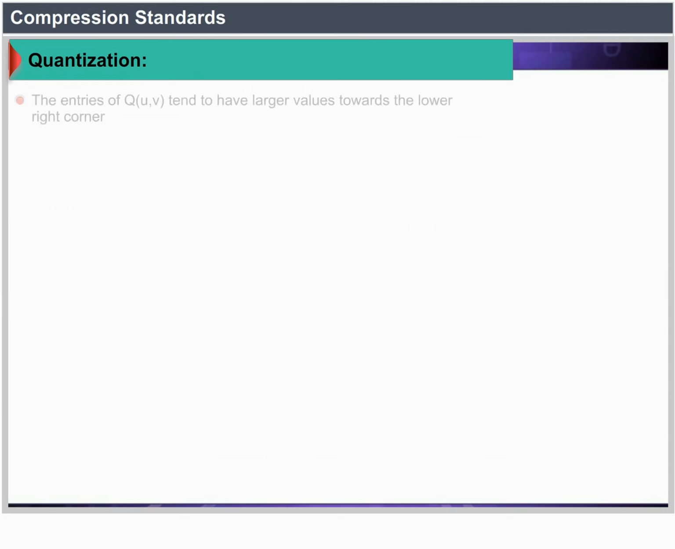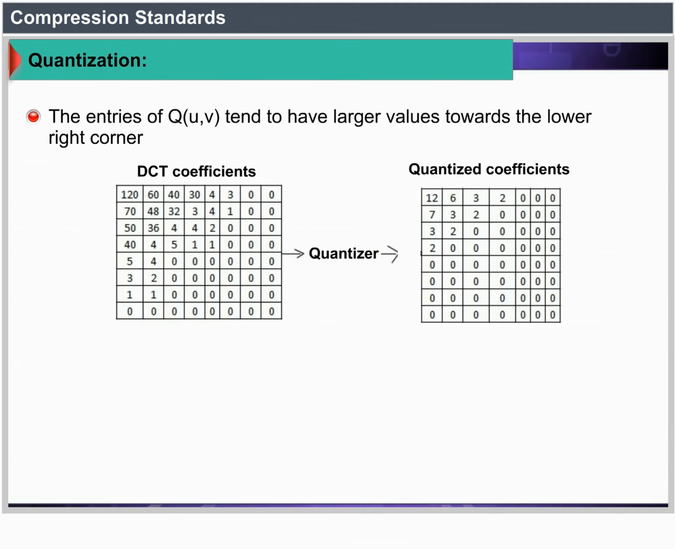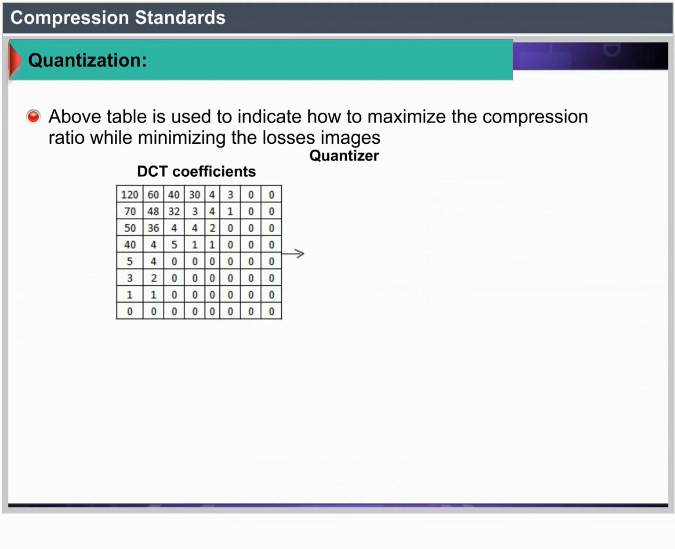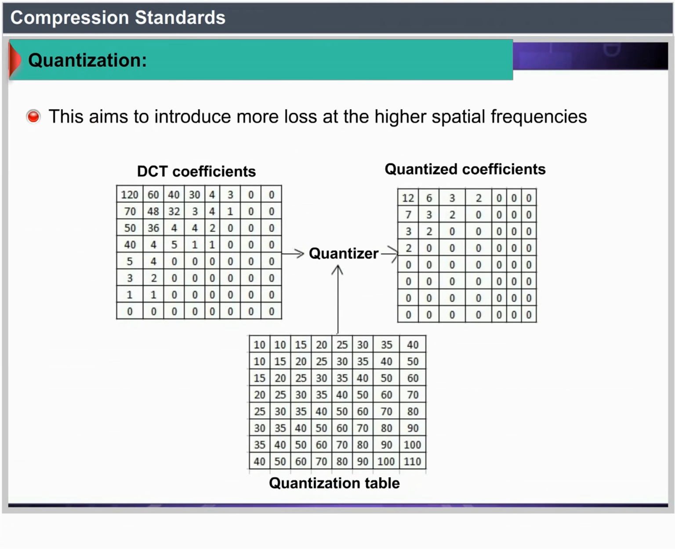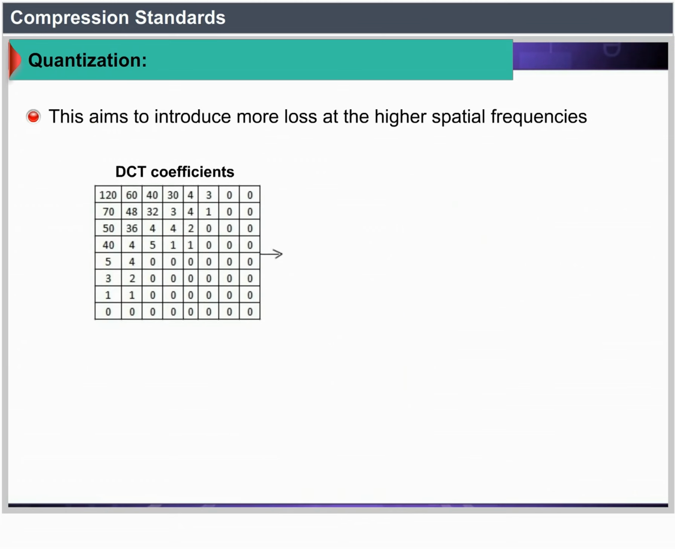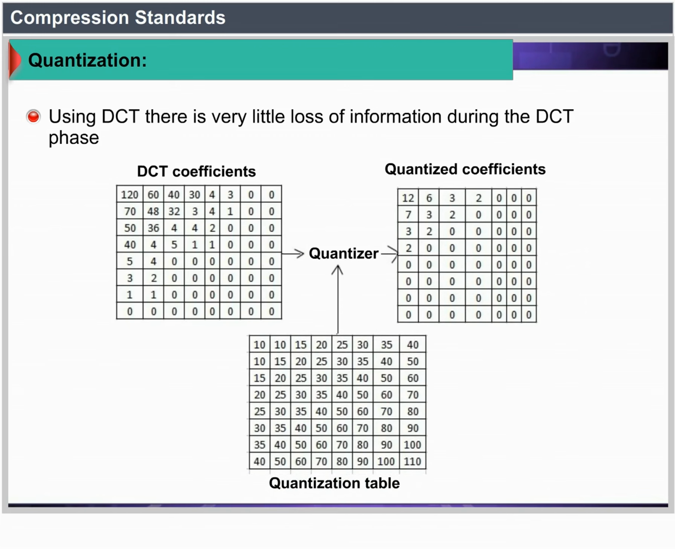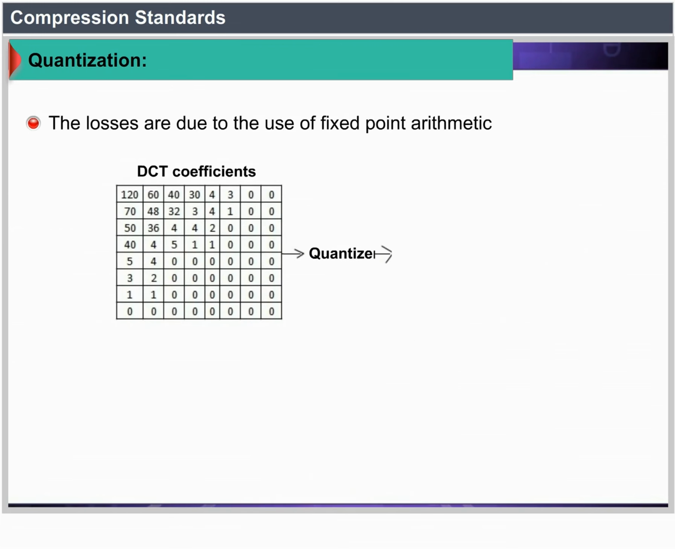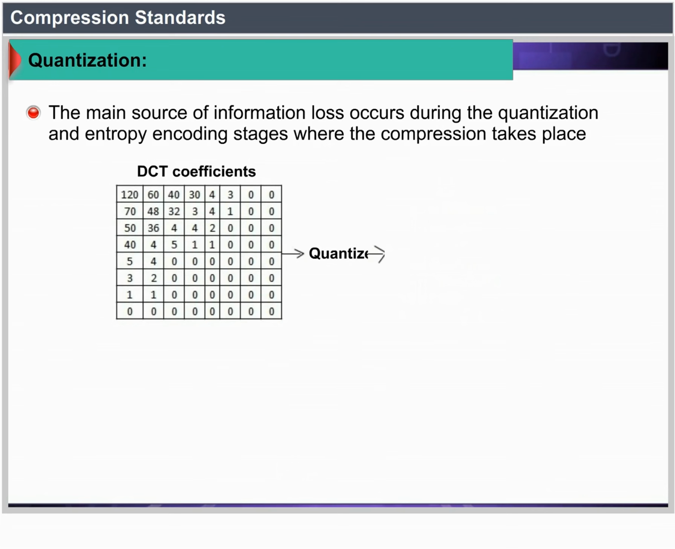The entries of Q of u, v tend to have larger values towards the lower right corner. The table is used to maximize the compression ratio while minimizing the losses. This aims to introduce more loss at the higher spatial frequencies. Using DCT, there is very little loss of information during the DCT phase. The losses are due to the use of fixed point arithmetic. The main source of information loss occurs during the quantization and entropy encoding stages, where the compression takes place.